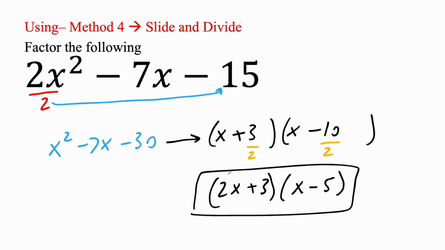And we can always check. 2 times x will give you 2x squared. 2x times negative 5 is negative 10x. 3 times x is positive 3x. And 3 times negative 5 is negative 15. 2x squared, it matches. Negative 15, it matches. Negative 10x plus 3x is negative 7x, it matches.